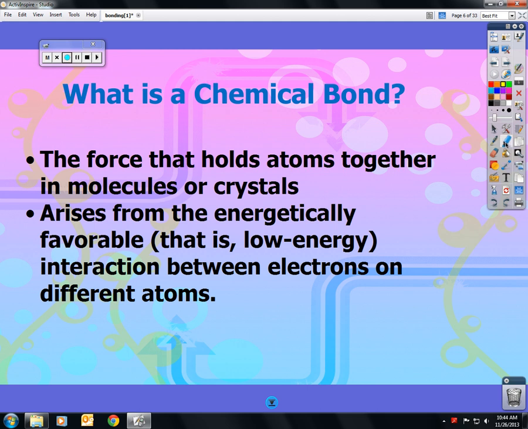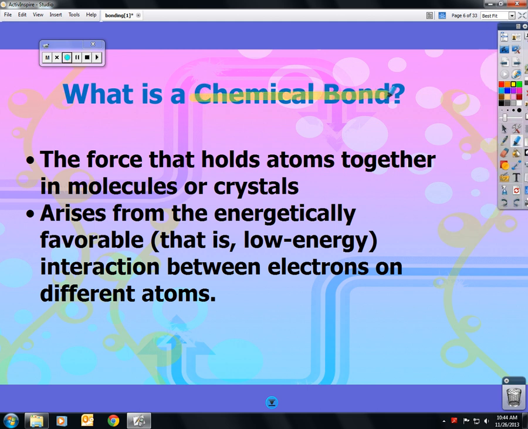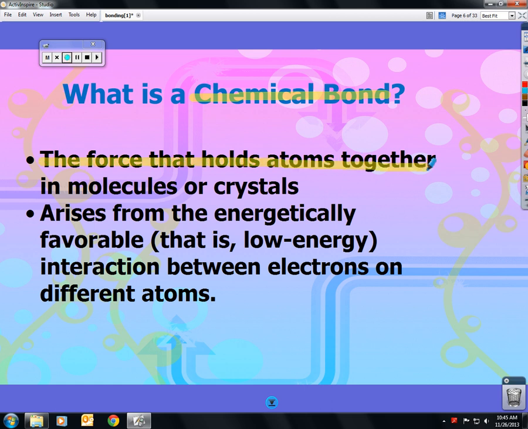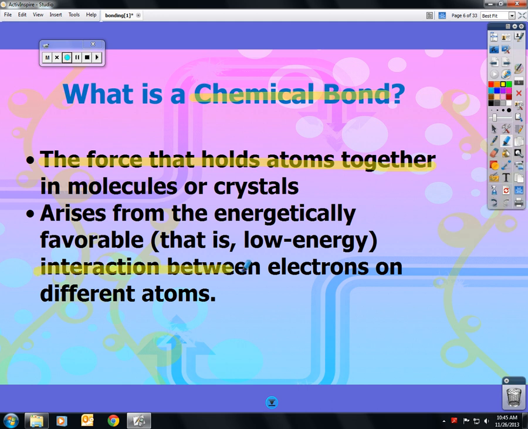What is a chemical bond? The definition of a chemical bond says the force that holds atoms together. That's good enough. Okay, and it's an interaction between electrons. Again, we're talking about the fact that electrons are responsible.